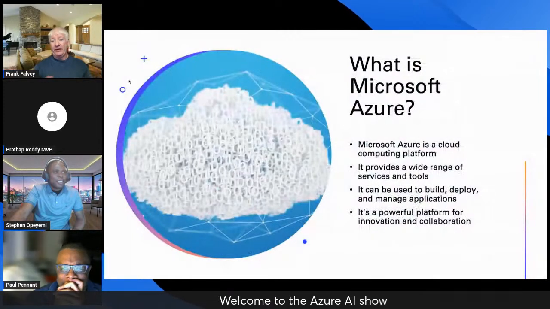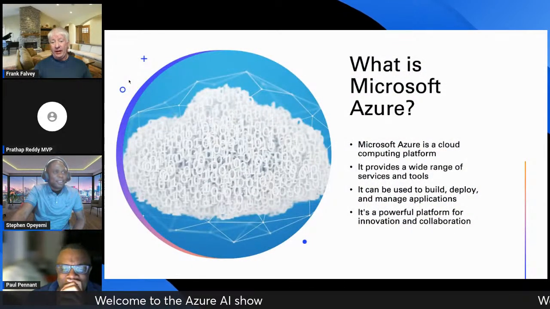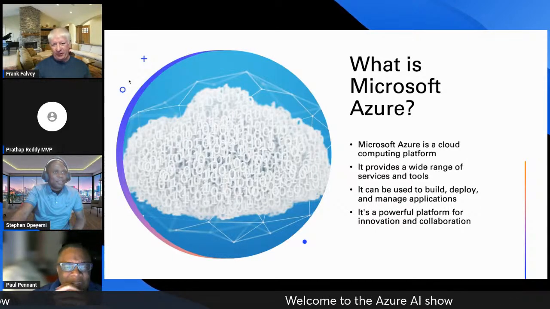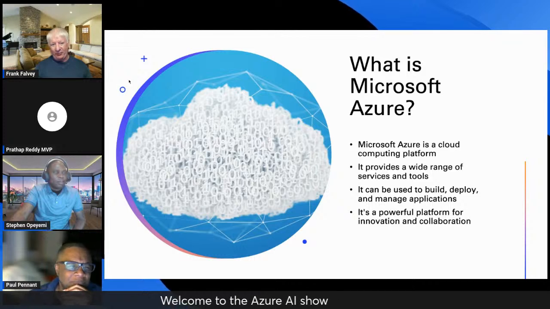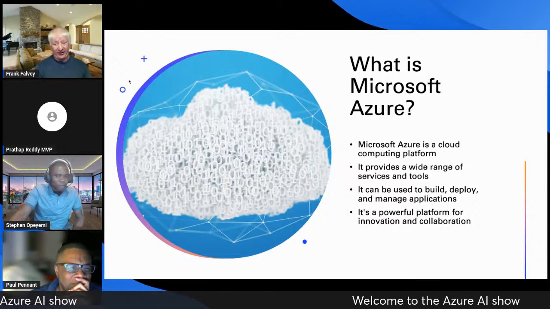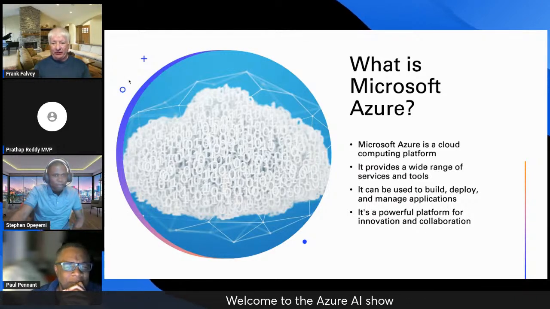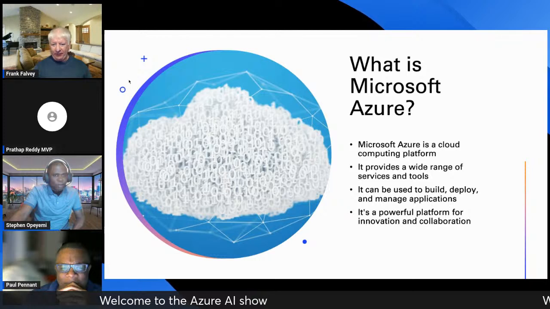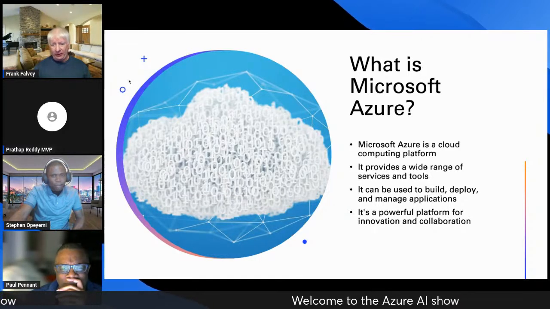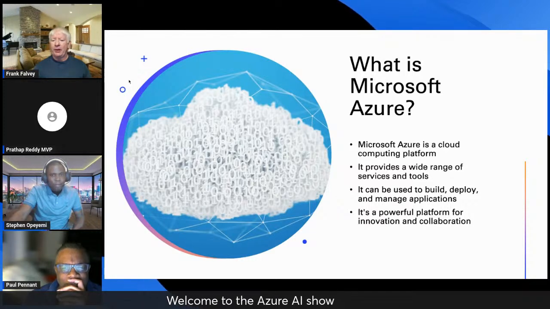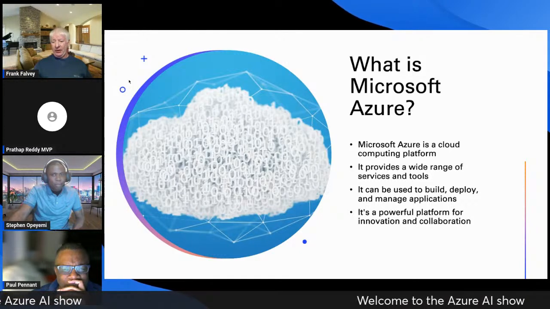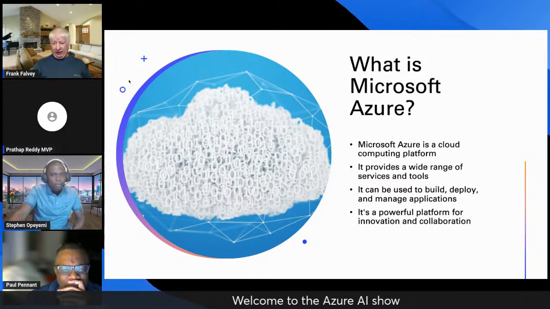So basically, what is Microsoft Azure? Some people pronounce it differently, Paul. We've asked a few experts in Microsoft, and the American pronunciation is Azure. So Microsoft Azure is a cloud computing platform. It's like AWS or Google, the three big ones at the moment. It provides a wide range of services and tools. It can be used to build, deploy, and manage applications.